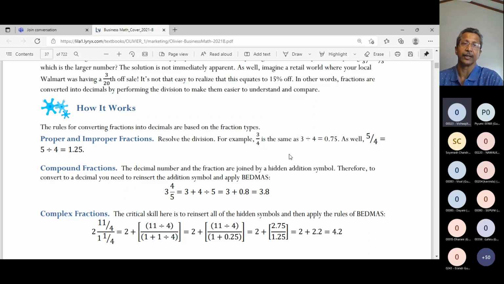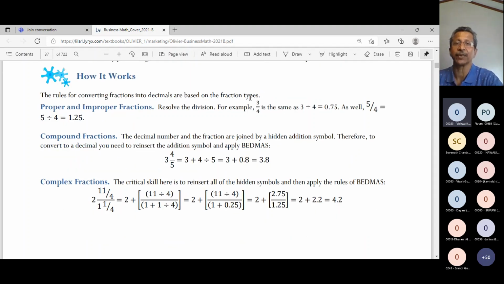Let's look at proper and improper fractions. Here is a proper fraction: the top is 3 and the bottom is 4, so 3 divided by 4 is 0.75. An improper fraction is one where the numerator is more than the denominator: 5 divided by 4 is 1.25.